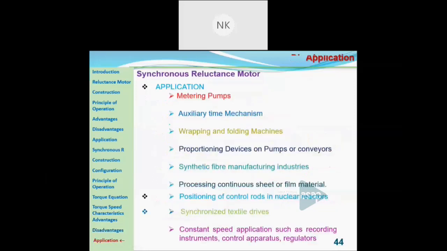The applications: it can be used in metering pumps, auxiliary tie mechanism, wrapping and folding machines, proportioning devices on pumps and conveyors, synthetic fiber manufacturing industries, processing continuous sheet or film material, positioning of control rods in nuclear reactors, synchronized textile drives, and constant speed applications such as recording instruments, control apparatus, regulators.